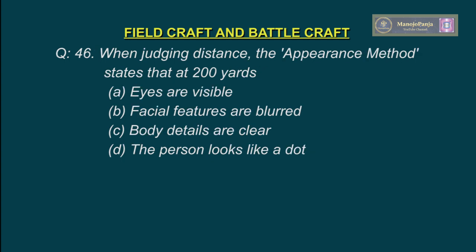Question 46. When judging distance, the appearance method states that at 200 yards: A. Eyes are visible. B. Facial features are blurred. C. Body details are clear. D. The person looks like a dot. Right answer C. Body details are clear.